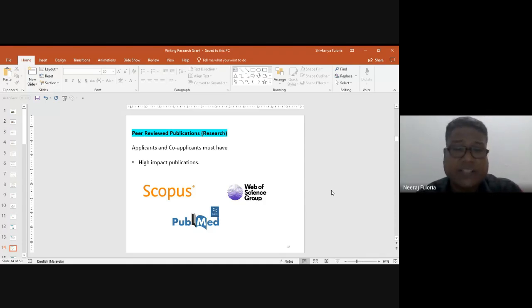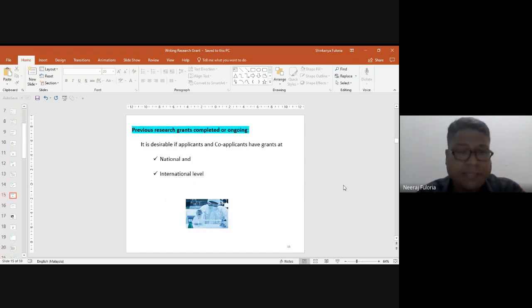Better if it is a Scopus, PubMed, or Web of Science publication, then the chances are much brighter. If you don't have the papers, it doesn't matter; then your team members whom you are accommodating in your project need to have these publications. Another criterion is that you need to have any previous research grant experience.